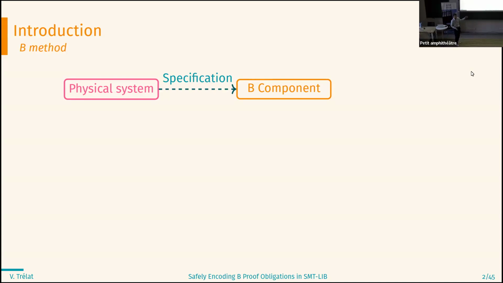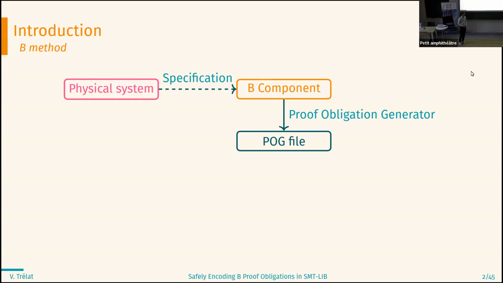Now from this B component, we generate what we call proof obligations. Those are logical formulas that are sufficient to ensure that the behaviors that we want to check are actually correct. And we have a tool that does that, called the proof obligation generator. It provides us a POG file. It's roughly an XML file gathering all the proof obligations. So it's B terms, but in XML format.